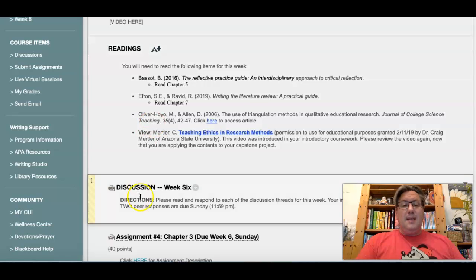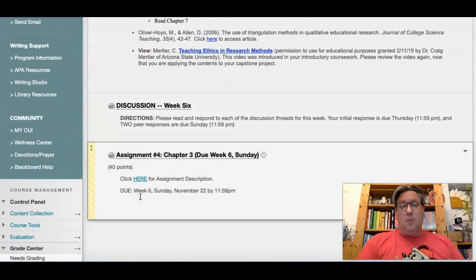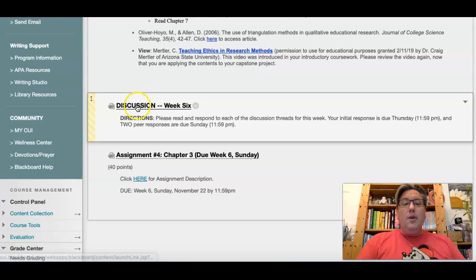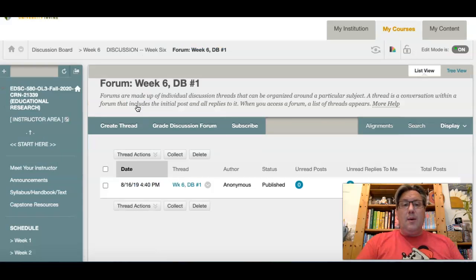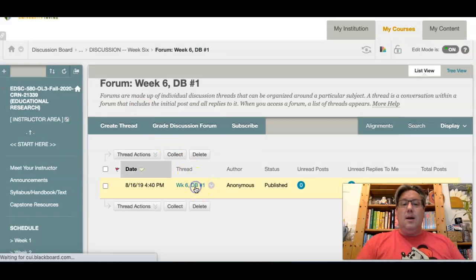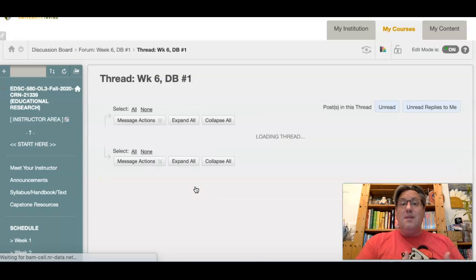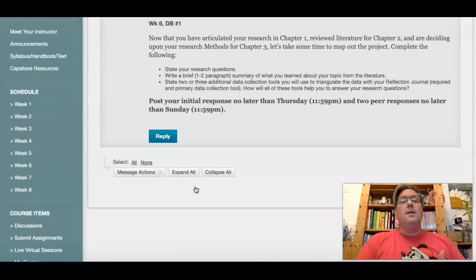So with that being said, you also have a discussion board for the week. A reminder about the discussion board, I'm going to pull it up right now, is it needs to be submitted by Thursday of this week. And let me be clear, for the discussion boards, there's not an extension. It does need to be done by this Thursday.